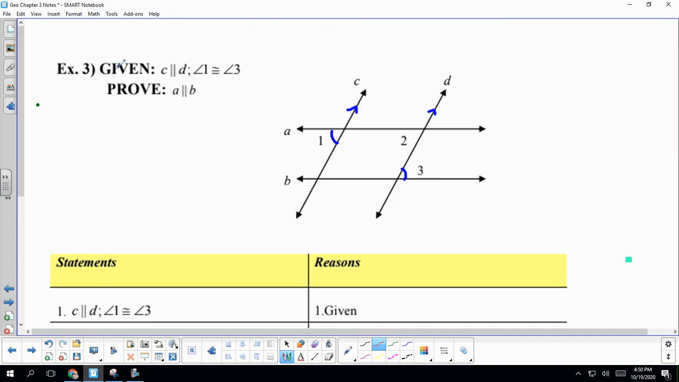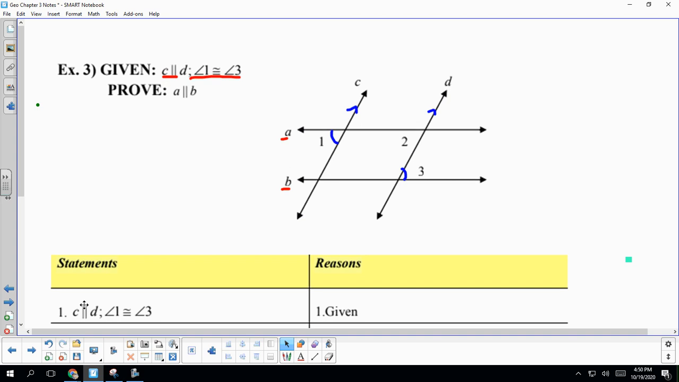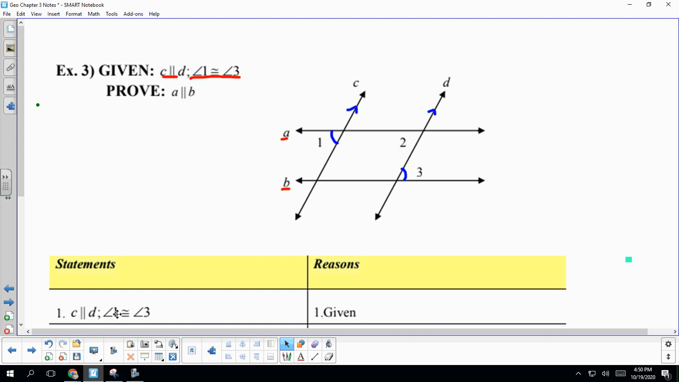All right, let's check this out. We are given that C is parallel to D, and that angle 1 is congruent to angle 3. I have put those on our drawing. We want to prove that lines A and B are parallel. So let's walk through. I filled this in for y'all because I knew you would know it. C is parallel to D and angle 1 is congruent to angle 3. That is given.